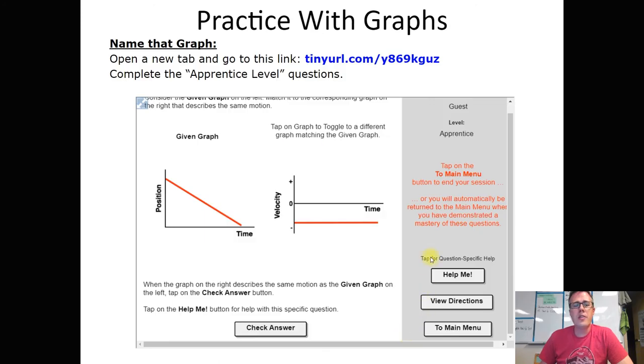The two things that you're going to be turning in for this lesson, one is a Google form with some practice questions about the calculations. The second thing is this link. It's going to take you to an interactive that looks like my screen where you're going to try to compare graphs. Let me show you how it works.